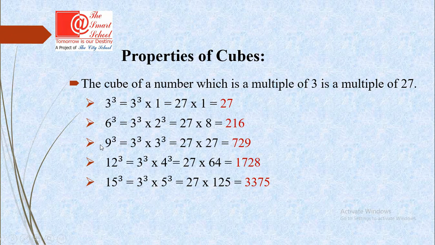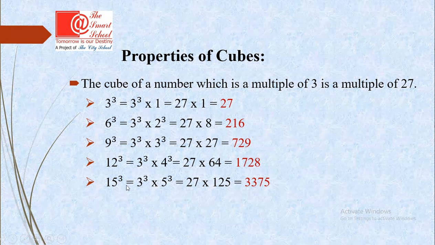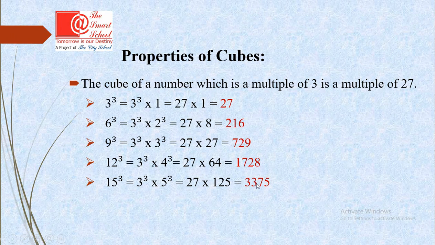Now the cube of 9 is a multiple of 3 as well as a multiple of 27, because 27 multiplied by 27 is 729. Then the cube of 12 is 1728, which is a multiple of 3 as well as a multiple of 27. Then 15 cubed, and the answer is 3375. This is a multiple of 3 as well as a multiple of 27. So this is another property of cubes.